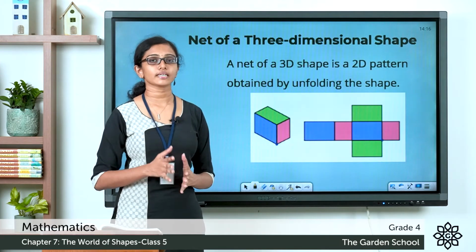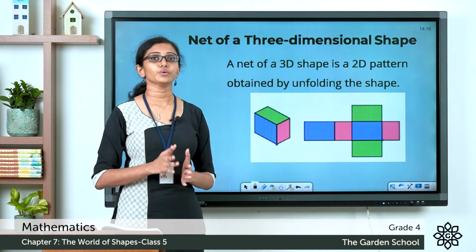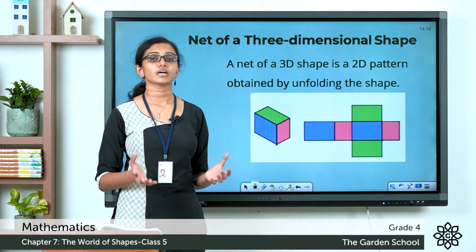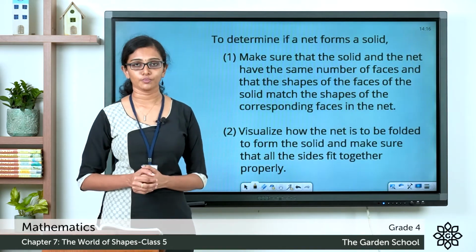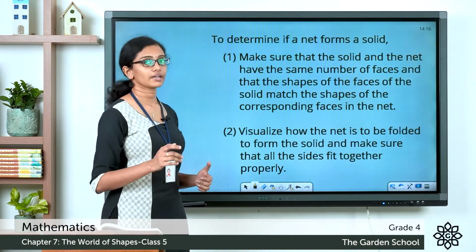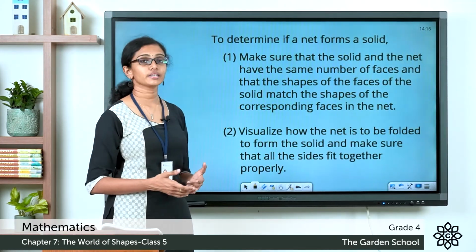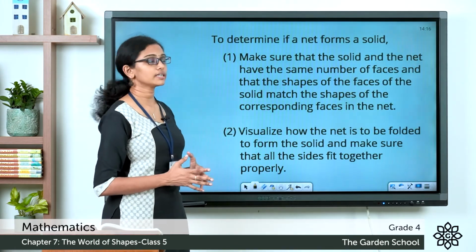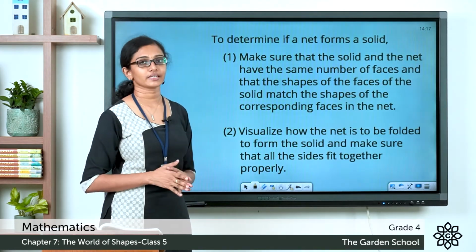We can have more than one type of net for the same solid object, depending upon how you unfold it or how you cut it open. And if you are given a net, how would you find out if it forms a solid object? There are a couple of steps to determine this. You have to make sure that the solid and the net have the same number of faces, and also that the shapes of the faces of the solid match the shapes of the corresponding faces in the net. And then you have to visualize how the net is to be folded to form the solid and make sure that all the sides fit together perfectly.